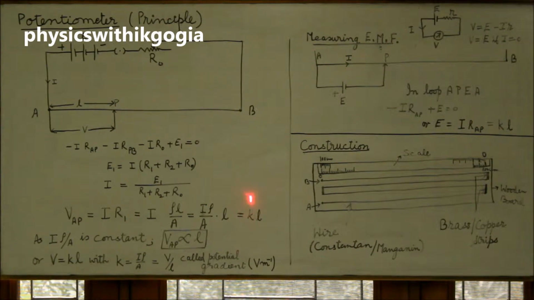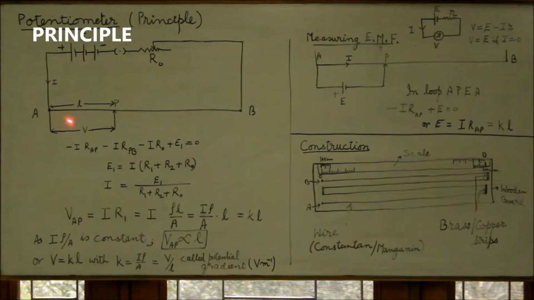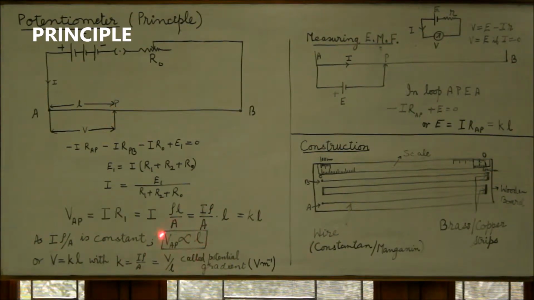We call it potential gradient. So it leads you to the relation VAP is proportional to L, which is also the principle of potentiometer. That is, for a wire of uniform area of cross section carrying a steady, constant current, the potential difference across a length is proportional to the length of the wire. The term K or potential gradient measures voltage per unit length, and its SI unit is volt per meter.